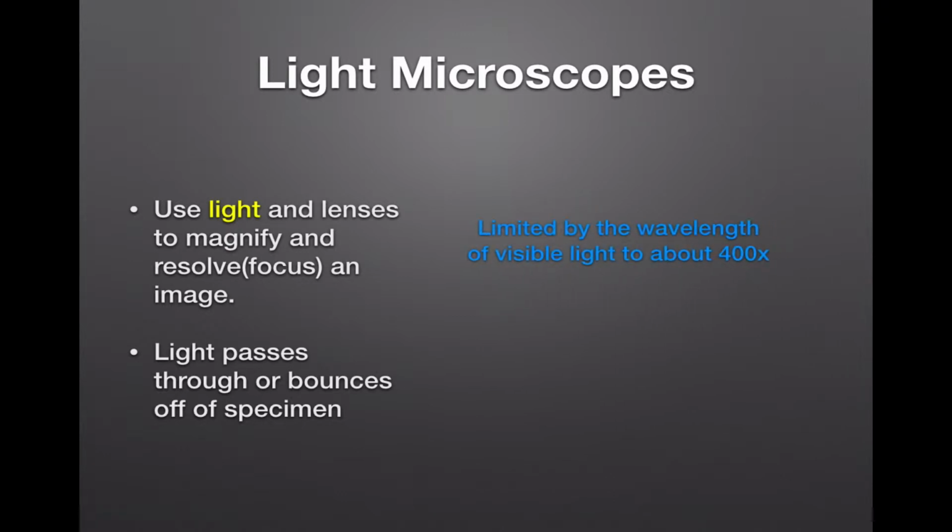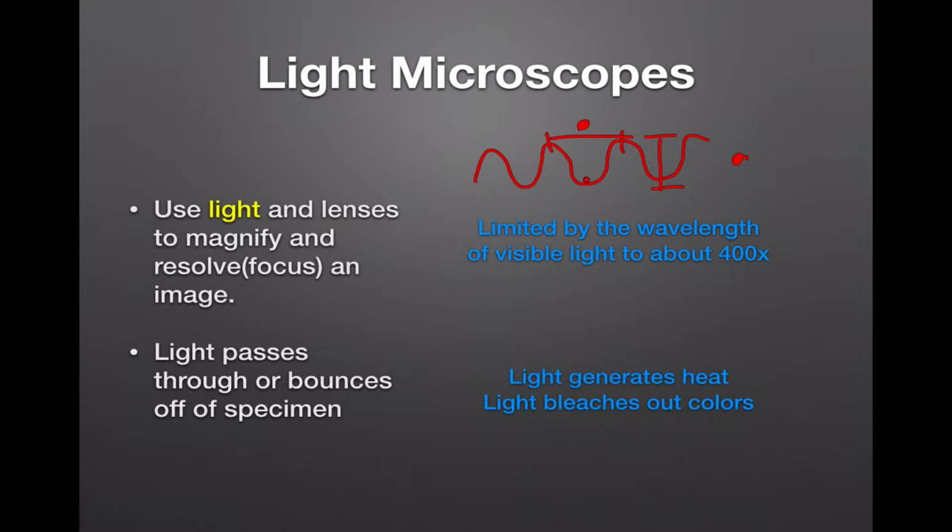All right, light microscopes are limited by the wavelength of light. Believe it or not, light has a wavelength and a width. So if this is a beam of light, you can't see anything smaller than the width of the beam of light. So from here to here, or from here to here, anything that's smaller than that, you can't see it with light, so you've got to use something better. Light also generates heat, and bright lights can bleach out colors. So these are the main drawbacks of light microscopes. Light microscopes are limited in their magnification power to about 400x.